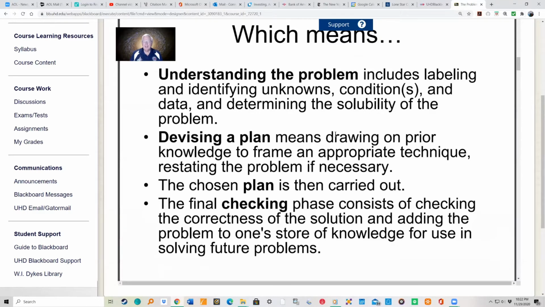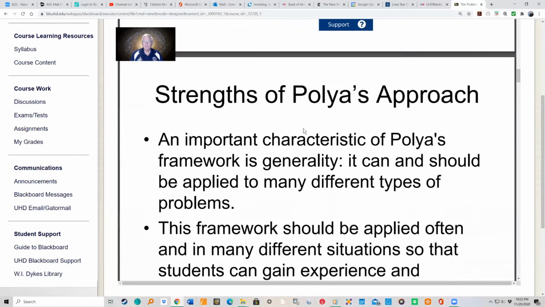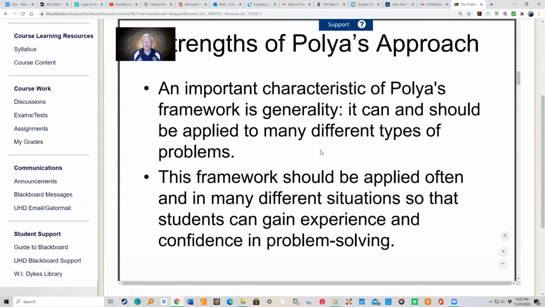The final checking phase from Polya would be checking the correctness of your solution. That would be the first part of the Sigma grid, wouldn't it? Did you get the correct answer or not? And then adding this problem to your store of knowledge so that you can think about it when you solve future problems. And it turns out that Polya has some real strengths here.